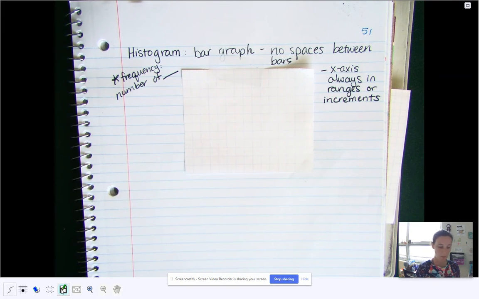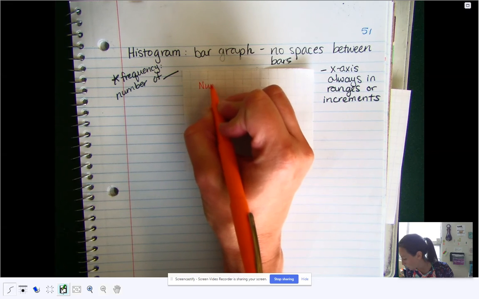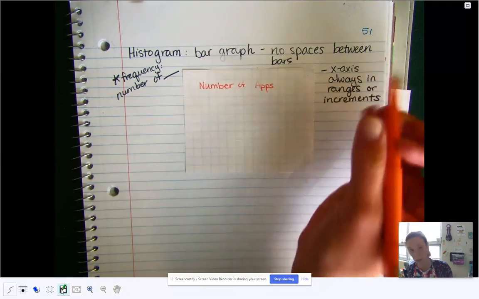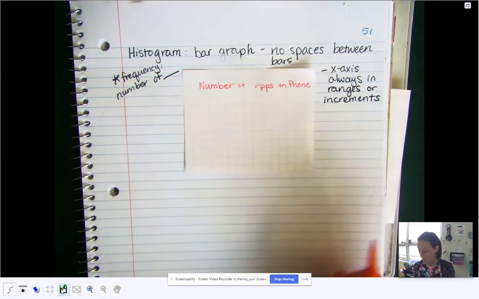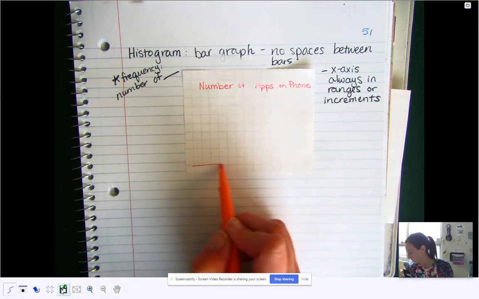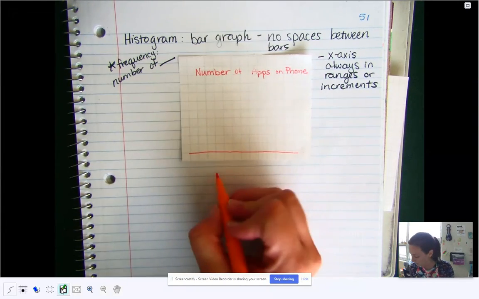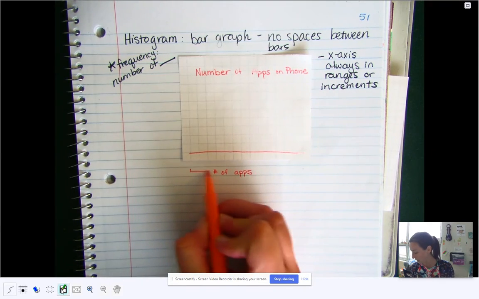So let's say that we're looking at the number of apps on a smartphone, and we are going to ask some people, how many apps do you have on your smartphone? So we need a label, a title, and that doggone tape, that's why you're going to glue it. And we're going to make our x-axis down here ranges. So this is going to be the number of apps that people have on the x-axis.